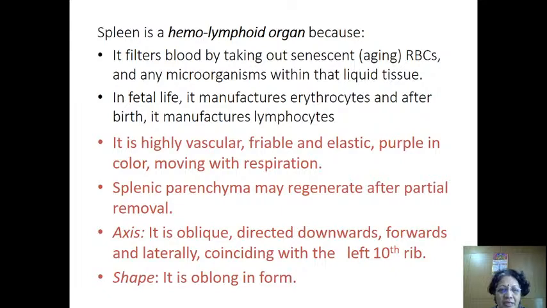It's purplish red in color, moves with respiration because it is tucked in the left hypochondrium under the left dome of the diaphragm. So every time the diaphragm moves up and down, the spleen is mobile within the peritoneal cavity, and also it has excursions with your breathing. The parenchyma may regenerate after partial removal. It's a high metabolism organ, and it's described, because it's a solid organ, as having a shape roughly oblong and an axis which is oblique, directed downward, forward and laterally, coinciding with your left 10th rib.